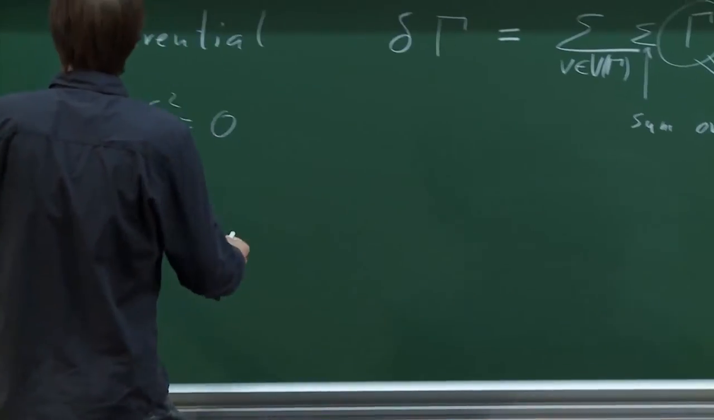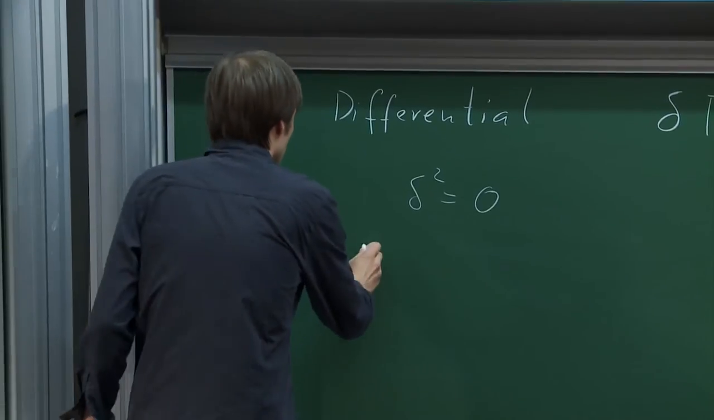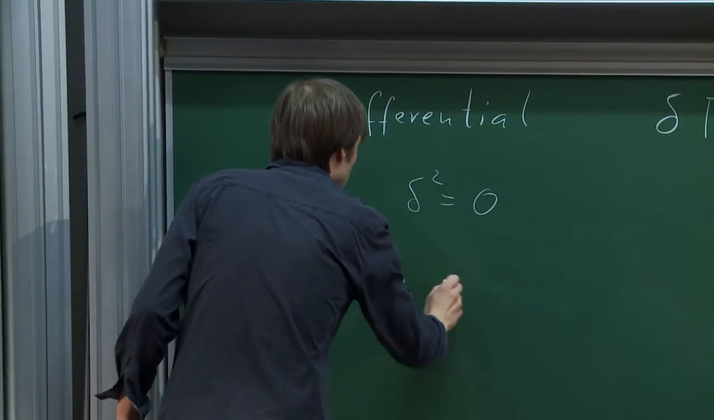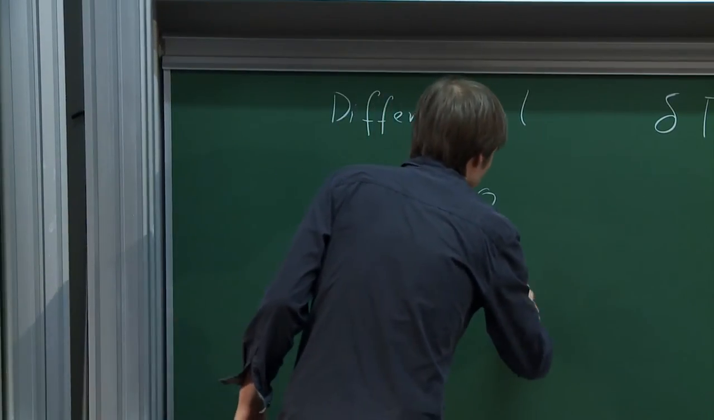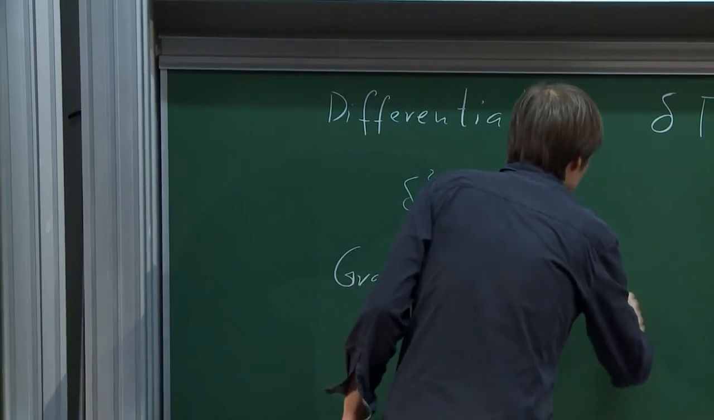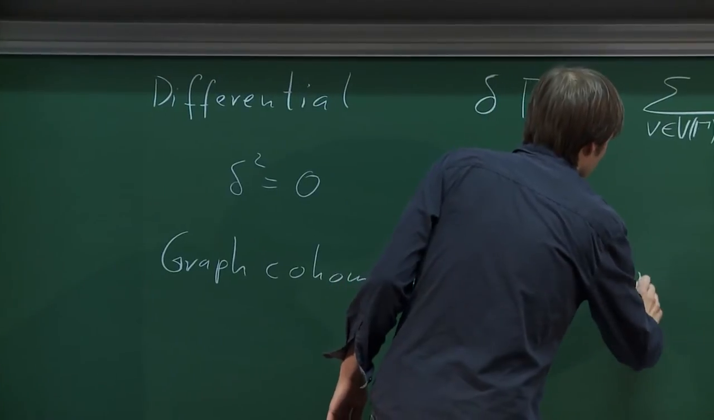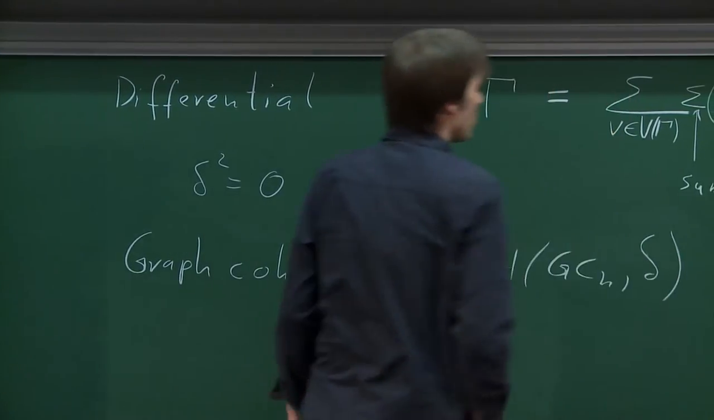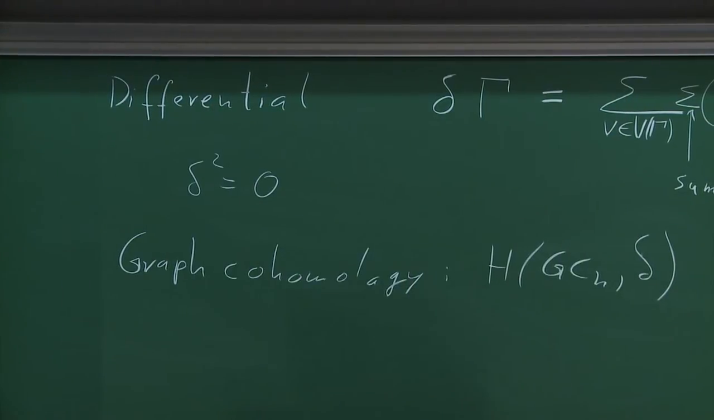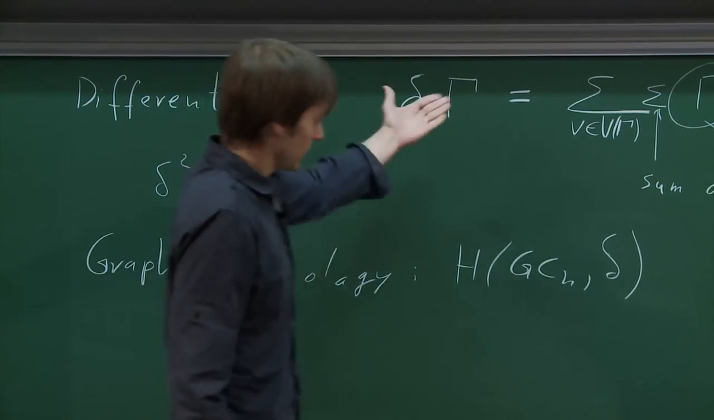And then the graph cohomology is just the cohomology of this complex GC_n with differential delta.